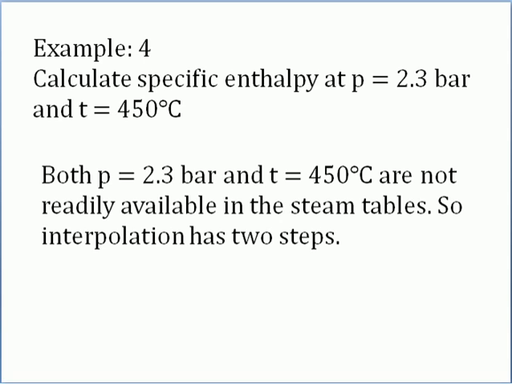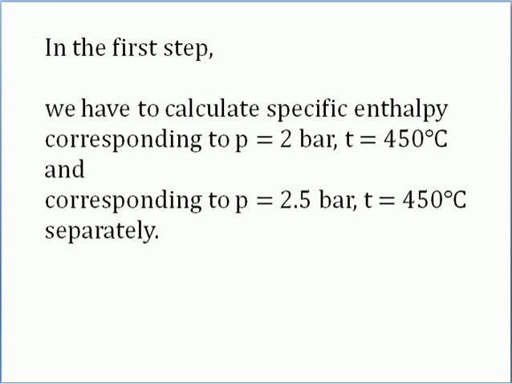This interpolation has two steps. In the first step, we have to calculate the specific enthalpy corresponding to pressure 2 bar and temperature 450 degrees Celsius, and also for 2.5 bar and 450 degrees Celsius. What we are actually doing is interpolating the values corresponding to temperature in the first step, and in the second step we will do the interpolation for pressure also. We first calculate the specific enthalpy value corresponding to 2 bar and 450 degrees Celsius, and similarly 2.5 bar and 450 degrees Celsius in the first step.